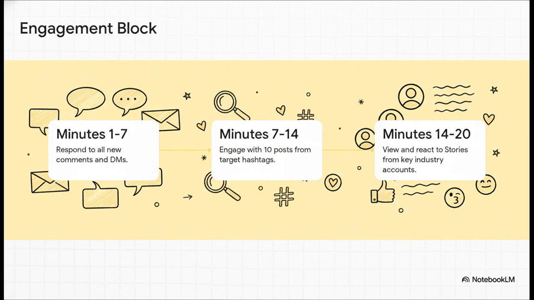But you can't just do it randomly. You need a system. Try this, the 20-minute engagement block. For each account, you spend the first 7 minutes just responding to your community, all your new comments and DMs. The next 7, you go out and engage with posts on your target hashtags. And the final 6, you watch and react to stories from key people in your industry. It's focused, it's fast, and it really works.